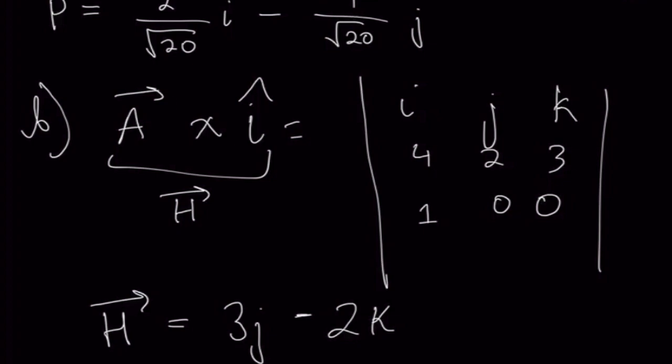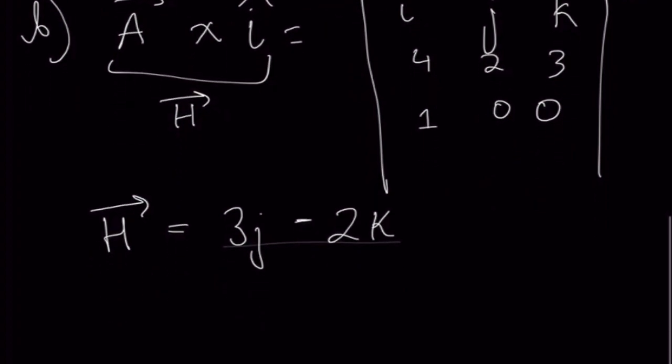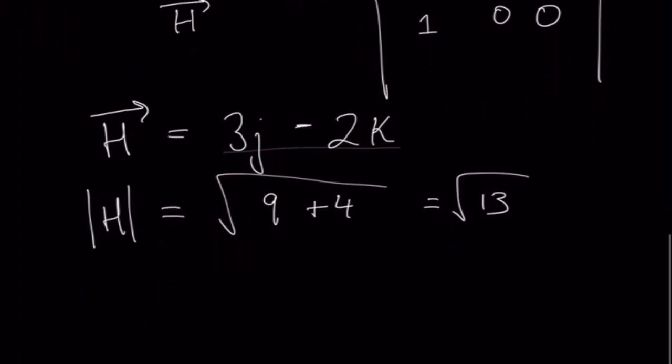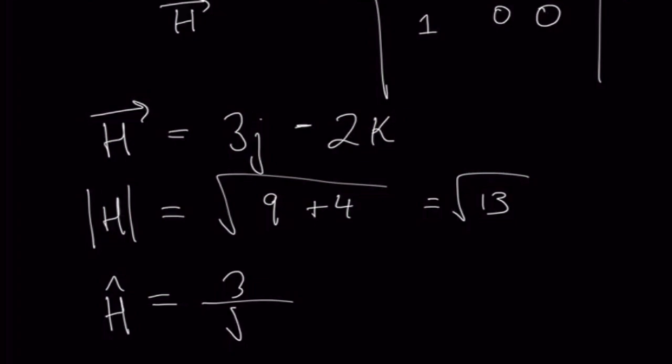And now to find the magnitude of H, you do the same thing. It's simply the square root of (3j) squared plus (negative 2k) squared, which is just 9 plus 4, which is the square root of 13. So h hat is 3 over root 13 j minus 2 over root 13 k.